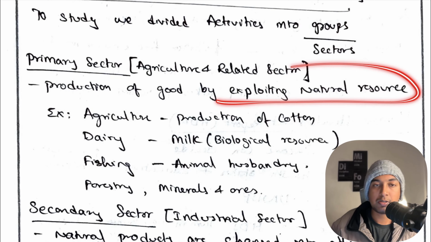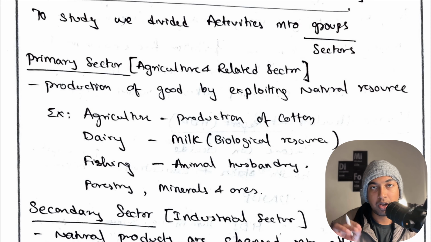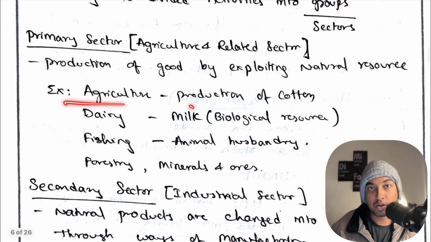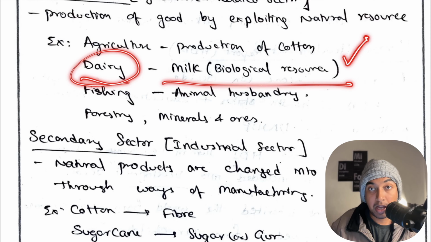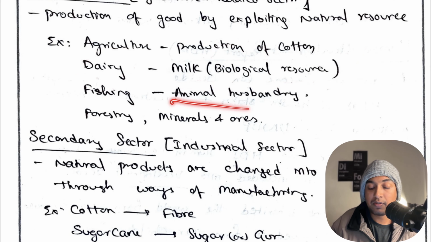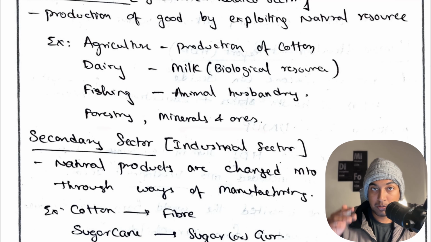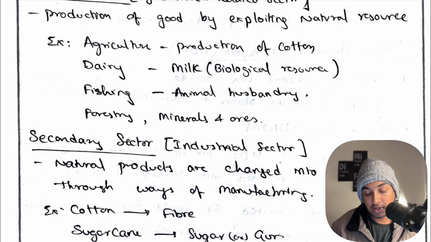Natural resource exploitation is very important to put something in the primary sector. For example, agriculture: take the production of cotton, we are exploiting natural resources here. And then dairy, milk, where we are exploiting a biological resource, which is also a natural resource. And then fishing, of course, animal husbandry, and forestry, exploring minerals and ores and digging, all of this is bunched into the primary sector.